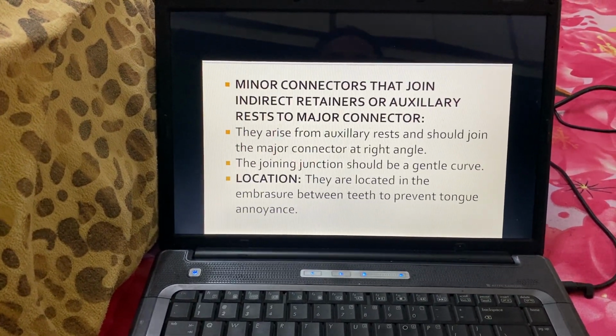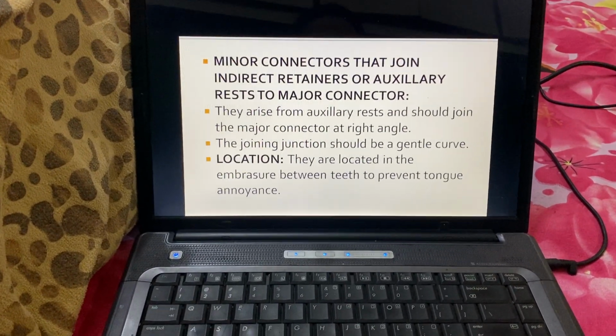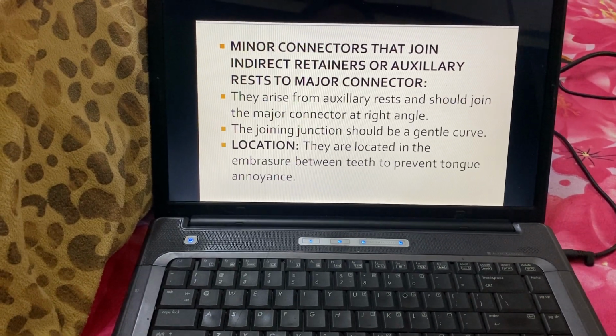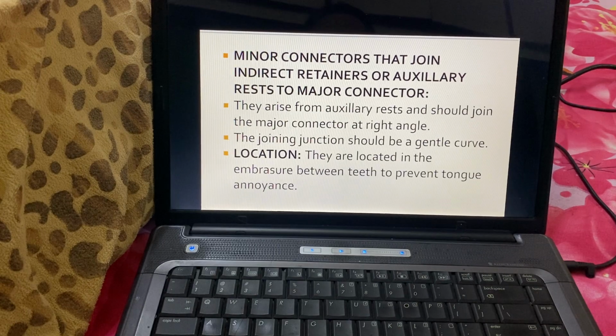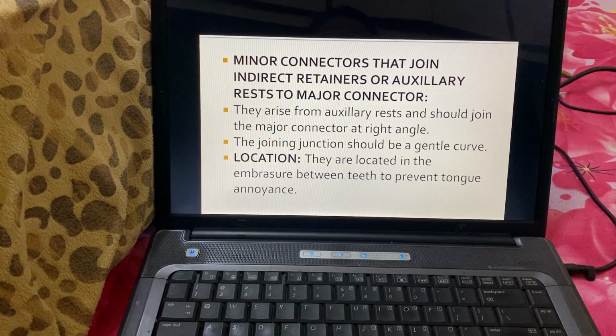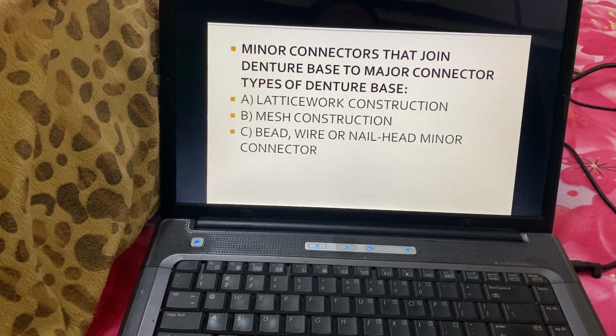The minor connectors that join indirect retainers or the auxiliary rest to the major connector. They arise from the auxiliary rest and should join the major connectors at right angle. The joining junction should be a gentle curve. It must be located in the embrasure between teeth to prevent tongue annoyance.